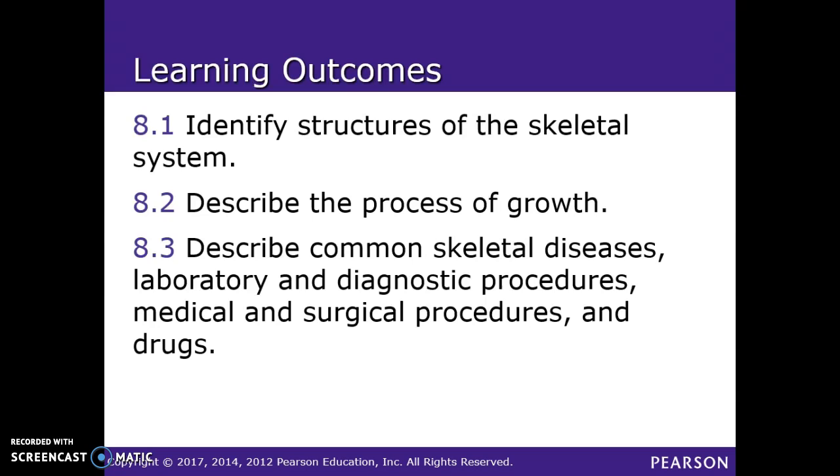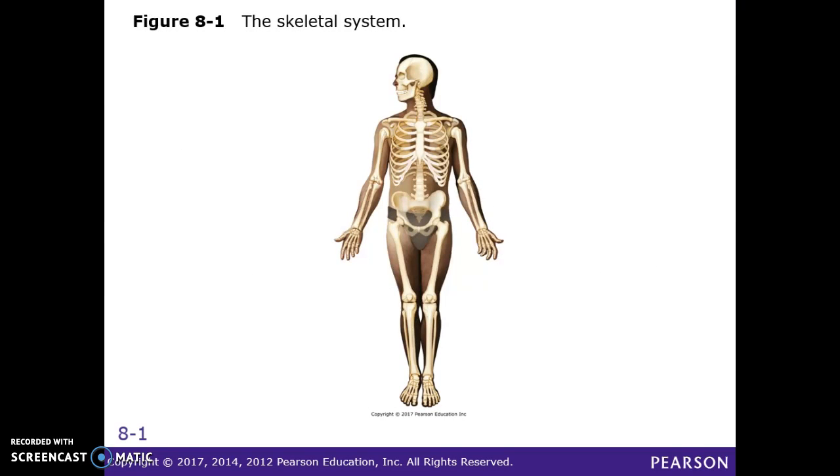That's what we're talking about here, everything having to do with the bones and the diseases and things that affect the bones. And then we're also going to look at the muscular system, because those two are so completely interrelated. We're going to look at all of the different types of muscles, how they work together with the skeletal system, and some of the diseases and processes as they relate to the muscular system. So first things first, let's look at the skeletal system.